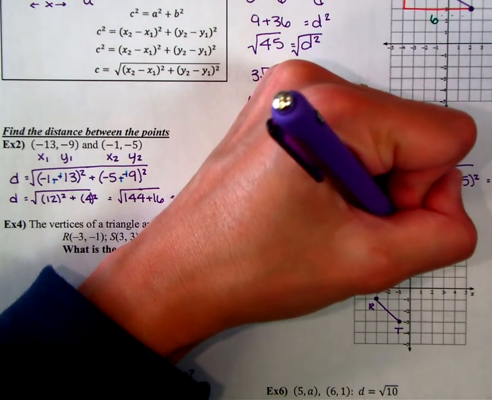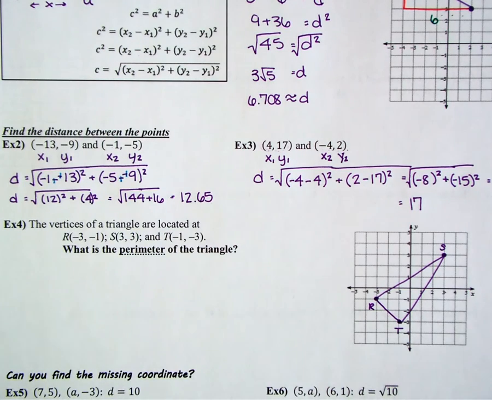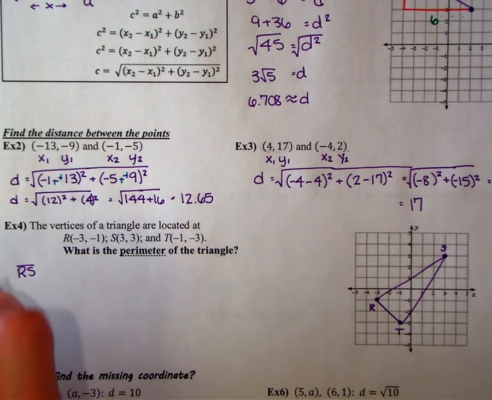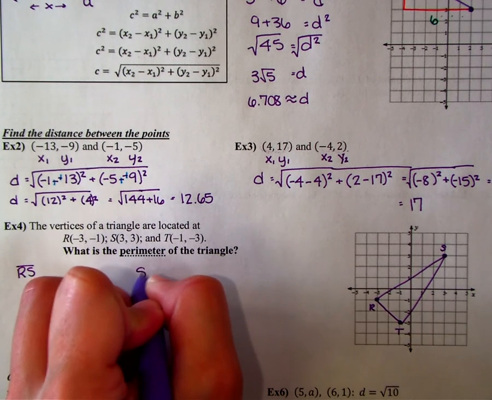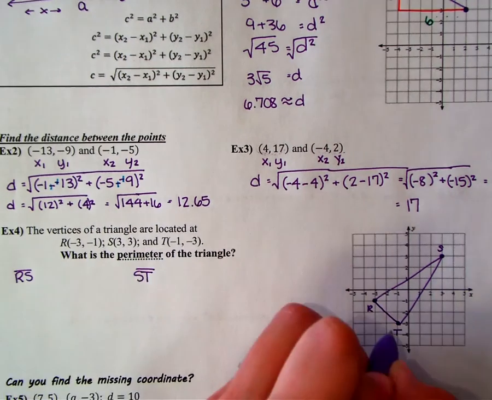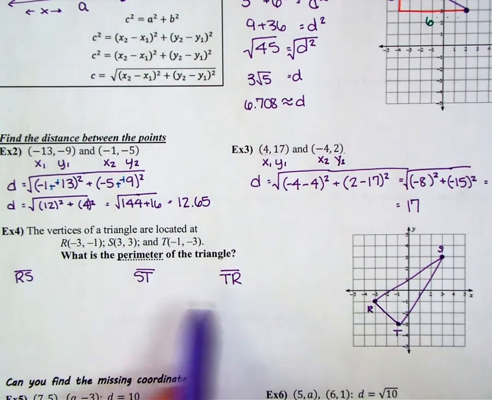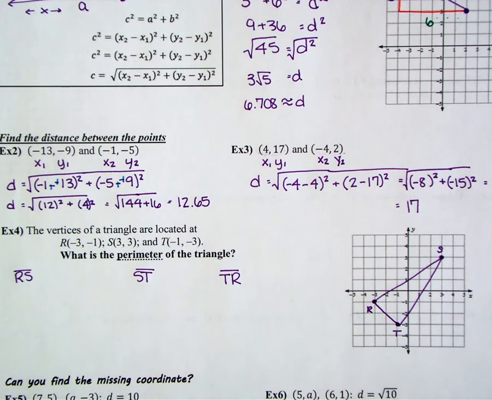And so we are trying to find the perimeter, which means that we need to know the distance of all three sides. So we need to know what RS is, we need to know what ST is, and TR. So we're going to have three different distances. You can solve it using Pythagorean theorem or using the distance formula. It doesn't matter. We'll do a little bit of both.